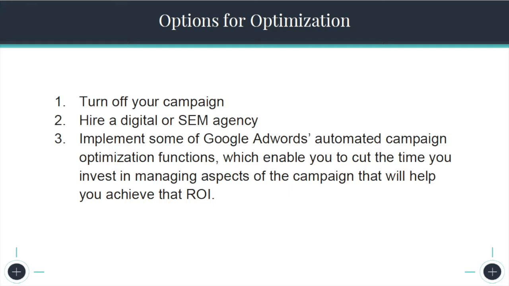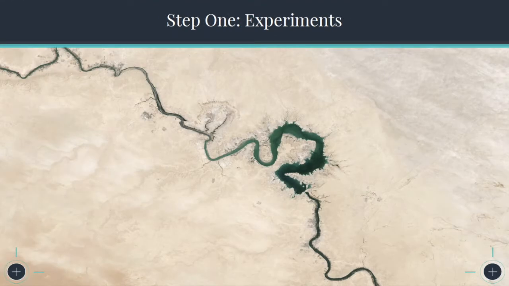So let's quickly discuss a few of these automated campaign functions Google offers. The first one that we're going to talk about is experiments. Experiments are a great semi-automated way to test a variety of campaign elements that relate to overall performance and return on investment. The majority of the time spent with experiments is in that setup and analysis phase, and those are used to refine the campaign and improve your overall performance.